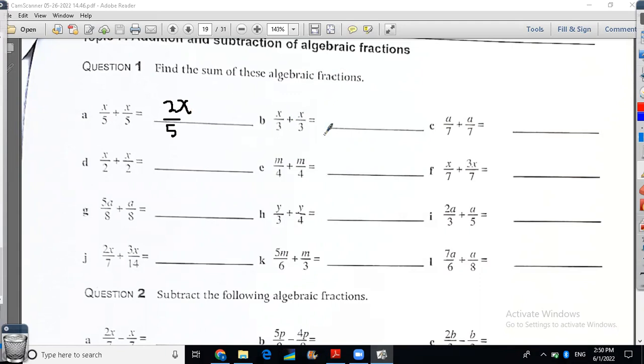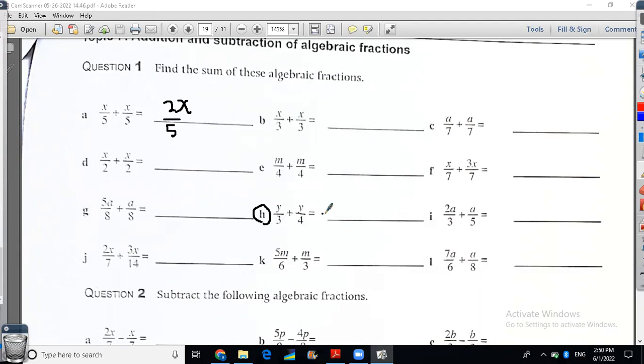Question B, the same way. I'm not going to answer it for you. C, the same way. D, E, F, G. All of them are the same, mister. Oh, no. Question H is not the same. Are the denominators here the same? No, the denominators are not the same. Here's 3, here's 4.